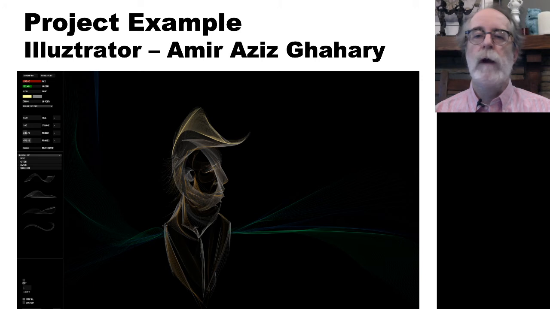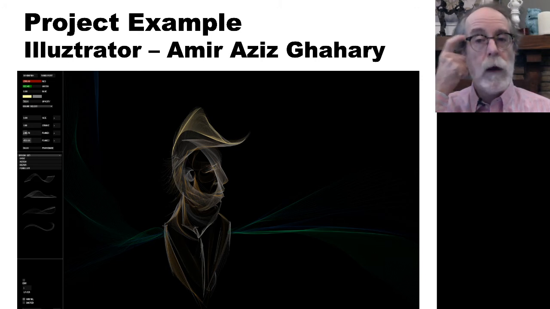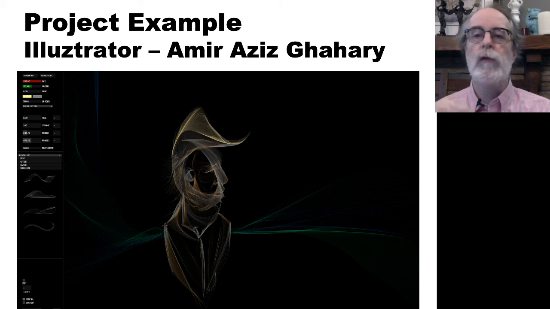As an example of what I mean by significant creativity, this is a final project that started as one of the project assignments in a previous offering of IAT806. This is a system called Illustrator by a colleague of yours named Amir Aziz Gahari. What he started with was to build a drawing tool that allowed you to very, very slowly move your mouse, and the system would draw lines according to the previous pathway of where the mouse had been. And so it didn't start off looking like what you see here. This is a snapshot of the drawing tool.